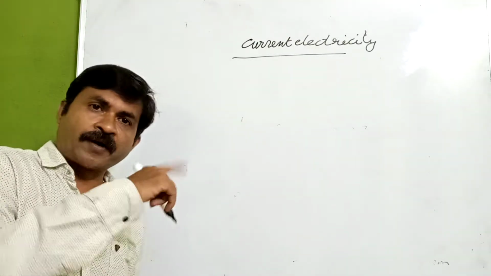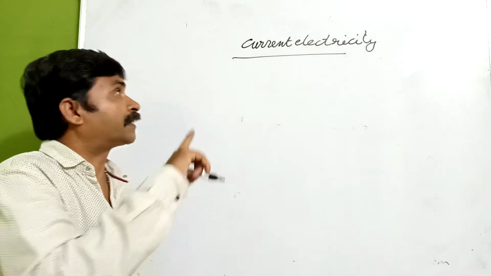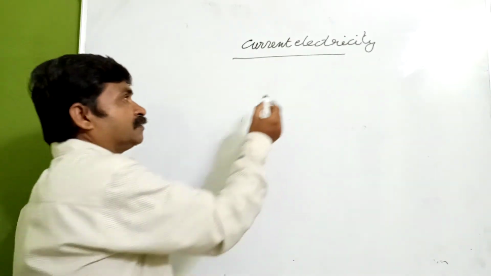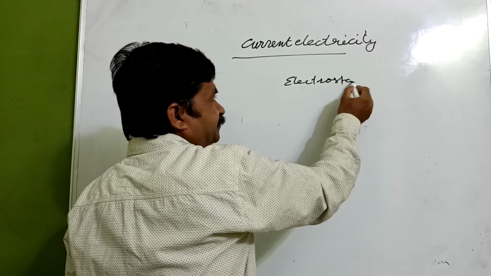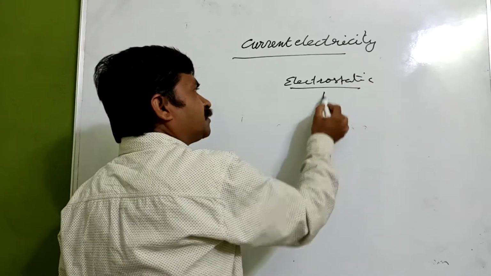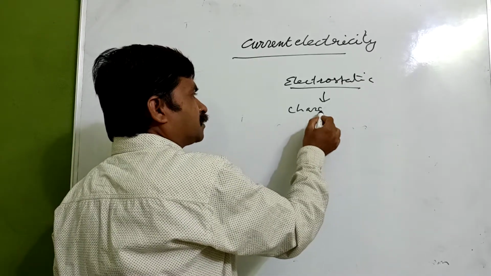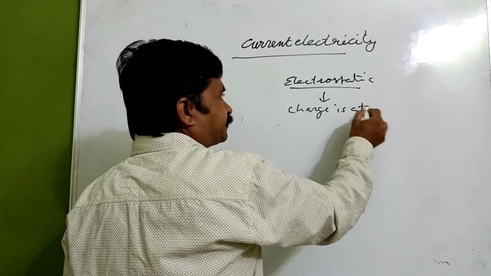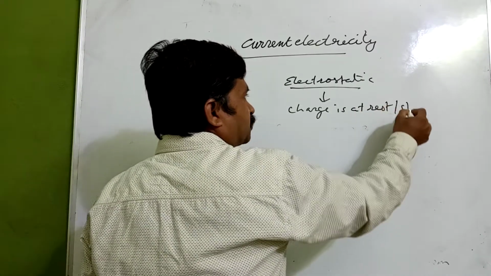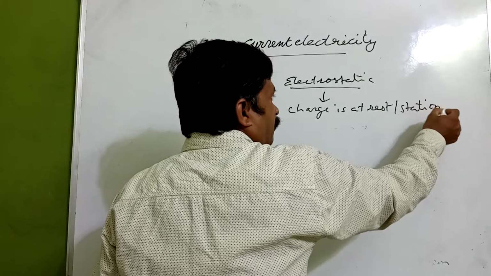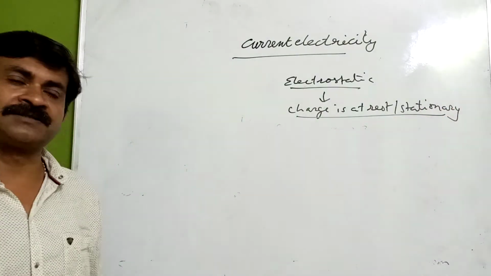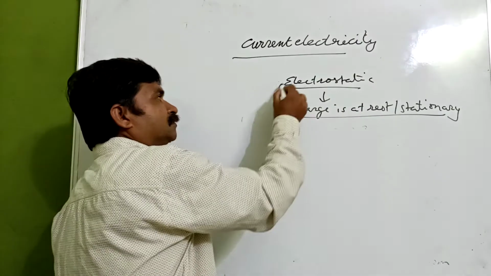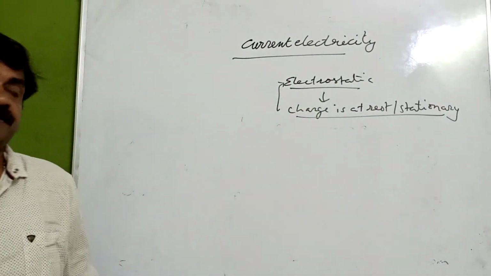Before going to current electricity, we know what electrostatics is. The charge is at rest or stationary. Charge is at rest or stationary. So we have talked about this electrostatics.